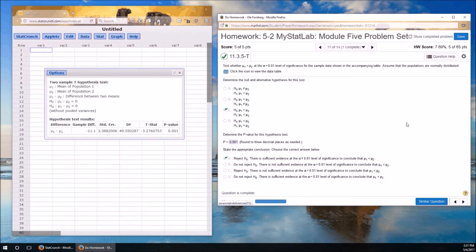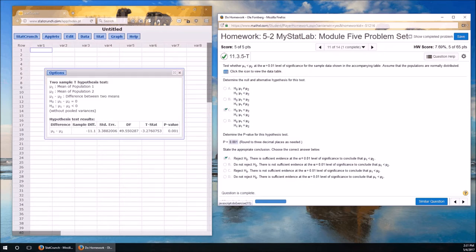So here's the key to why we did number 11. We looked at deciphering what the null and the alternative are based on what's given to us. We used StatCrunch to calculate a p-value. We did not pool variances. We never pool variances unless we are told explicitly to pool them. And because the p-value is less than our alpha of 0.01, we reject the null hypothesis.